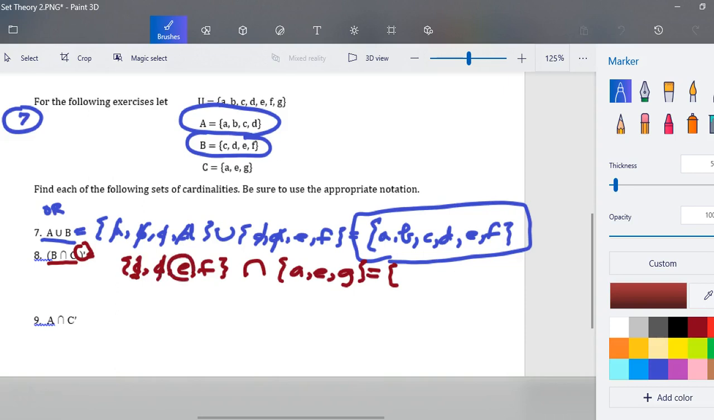D is not in both, but E is in set B and set C, so it gets included in our final set. F is not in both, and G is not in both. So the only part that is included for B intersect C is the element E. But we're not done. We're working inside out. So I'll even change colors. We're now going to take what we found, this set of E, which is B intersect C, and we're going to find the complement.